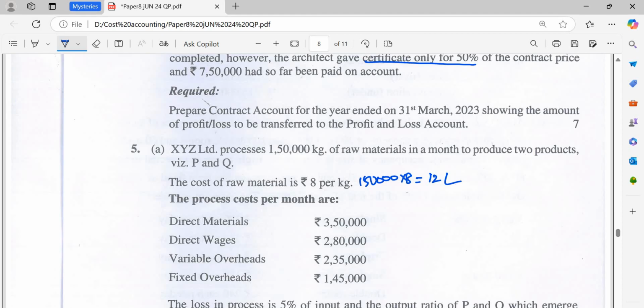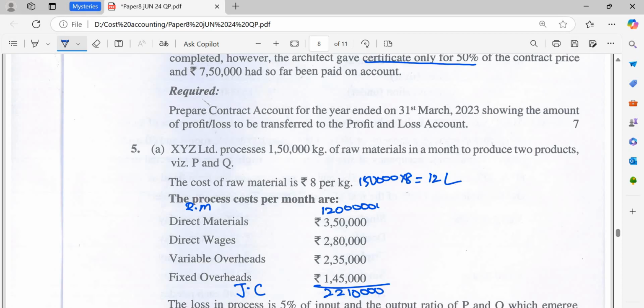They have given the process cost per month: direct material, wages, variable overheads, fixed overheads, everything. So my total joint cost, inclusive of raw materials 12 lakhs, direct materials 3,50,000, wages 2,80,000, variable overheads 2,35,000, and fixed overheads 1,45,000, will be around 22 lakhs 10,000.